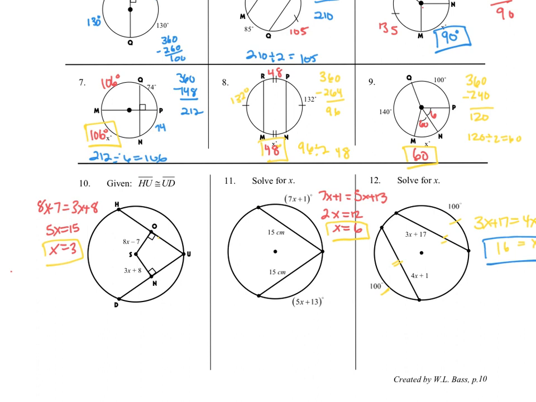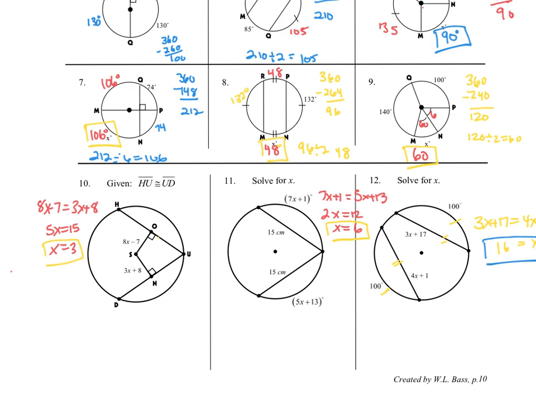All right, so in number 11, we know that if we have these are the same, then this is going to be the same, and so I'm going to be able to set these equations or these expressions equal to each other to create this equation and solve this equation for x equals 6.